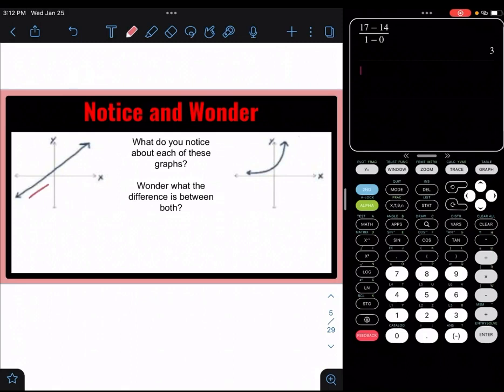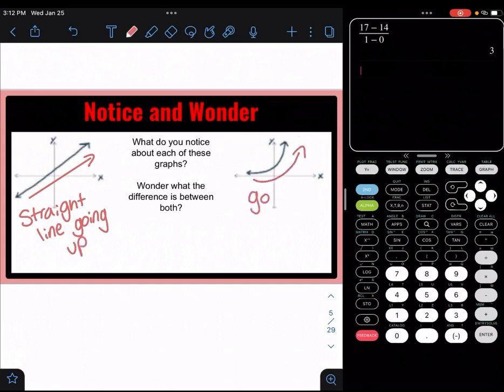Well, here I notice that this one's a straight line going up. And I realize that this is also going up, but in a curved shape. So I see that things that are the same are they're both going up, but what I notice is different is one's a straight line and one is going up but in a curve.